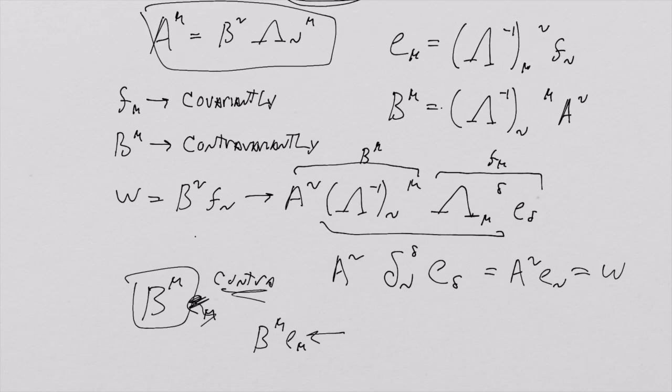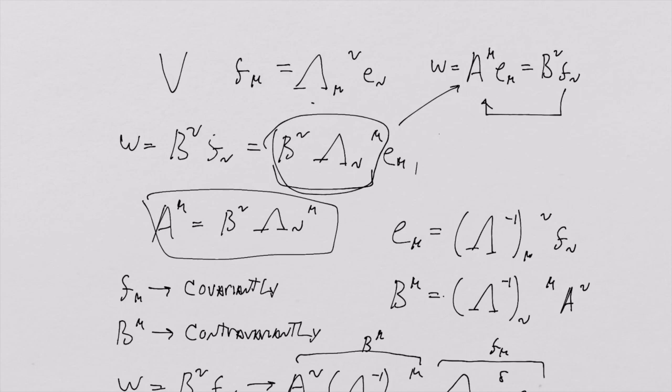All right, so that is the explanation for contravariance and covariance in terms of vectors. Now we're going to have to study how this works for tensor product spaces, and that will be our next lecture.